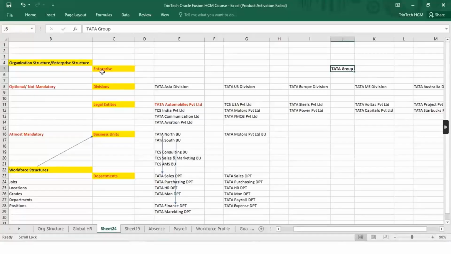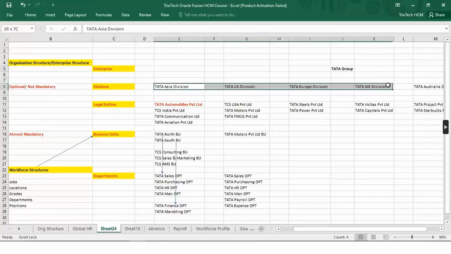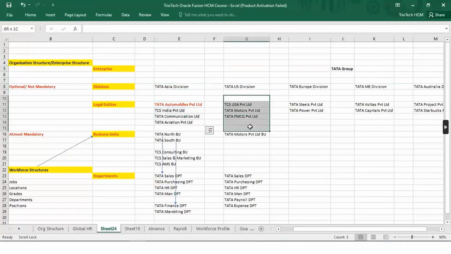Under the enterprise, you can define multiple divisions. Under each division, you can define multiple legal entities. Under each legal entity, you can define multiple BUs, and under each BU, you can create multiple departments. But the enterprise will be only one. That is the ultimate mother holding group of our client. Make sure of this point.